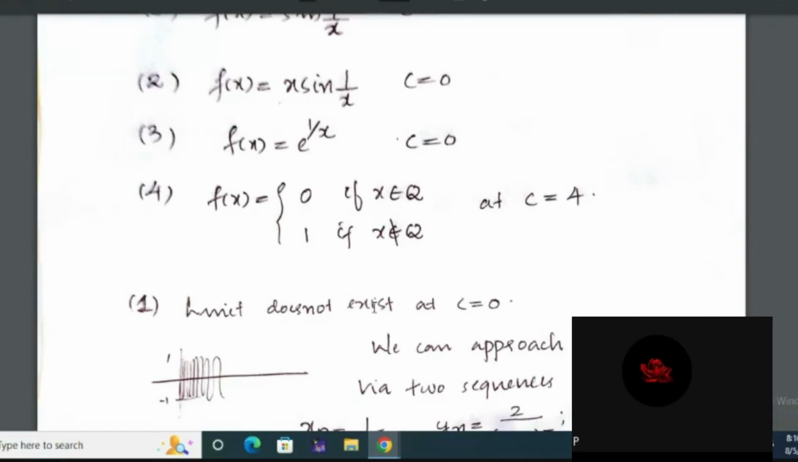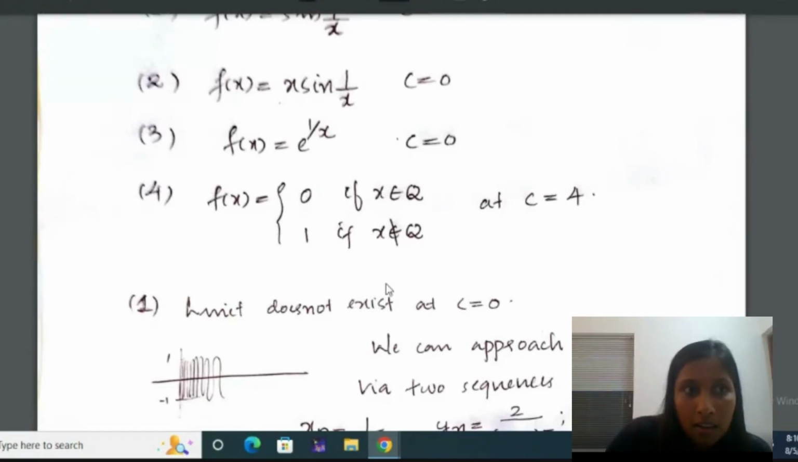Ma'am, real line is dense, but rational line is not. There's a correction there. Anyone? To correct that statement.